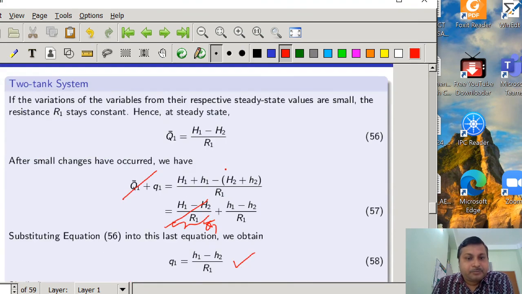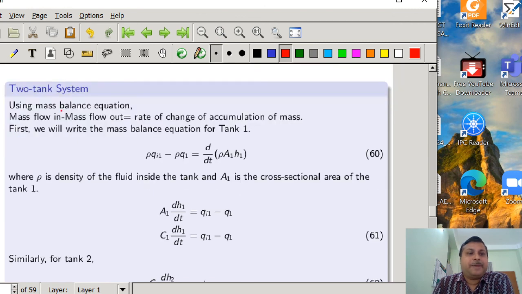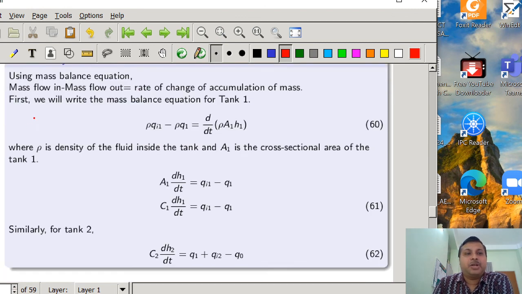So now for this two tank system we are writing the mass balance equation. What is the mass balance equation? The mass flow in minus mass flow out is equal to the rate of change of the accumulation of mass inside the tank. So we will apply this mass balance equation in tank 1 first.